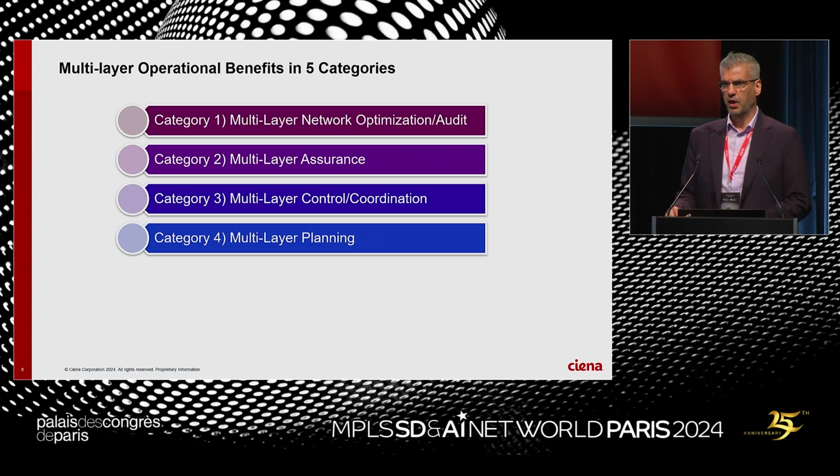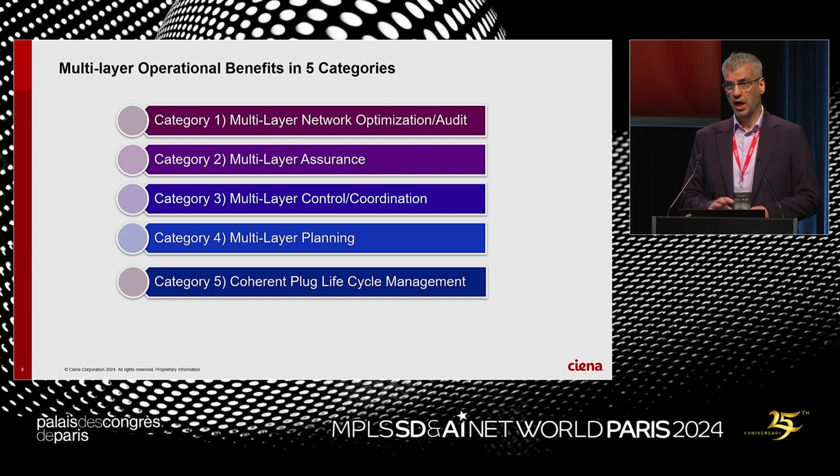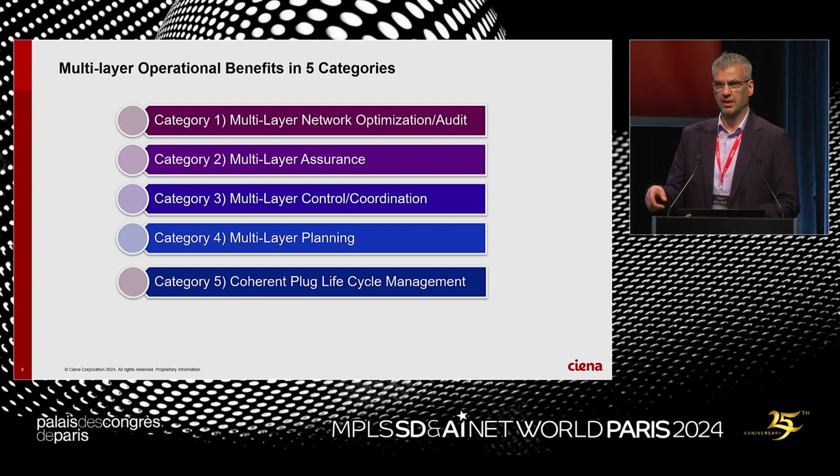From the perspective of the use cases that we have for multi-layer, these are some of the aspects which complement the three presentations that we saw this morning. So Sienna defines 5 categories of multi-layer benefit for the operational characteristics of IP over DWDM. As you see, some of these are basically repetition of the previous discussion that we had this morning. But the important one is category 5, which is the discussion today: life cycle management of the pluggables.